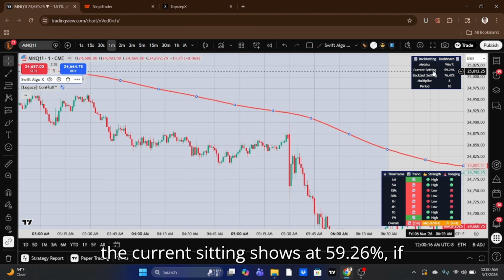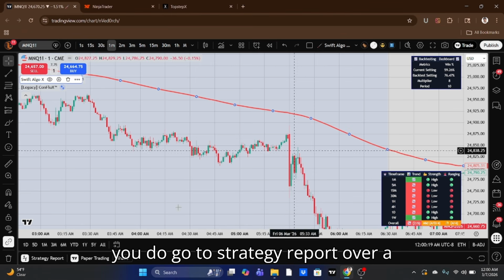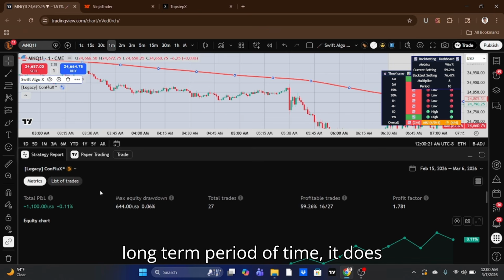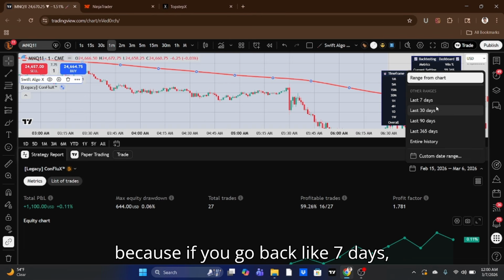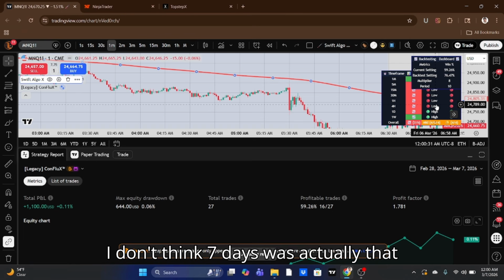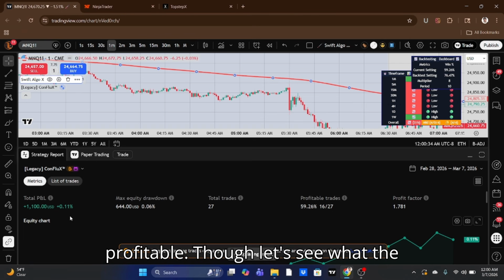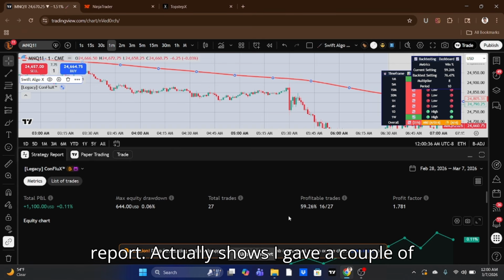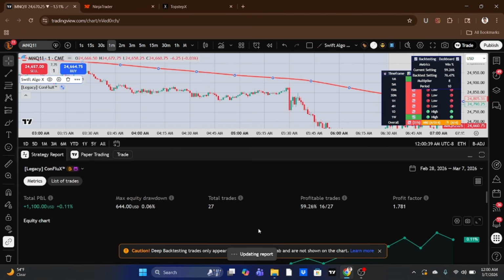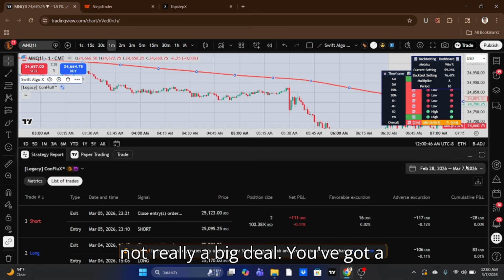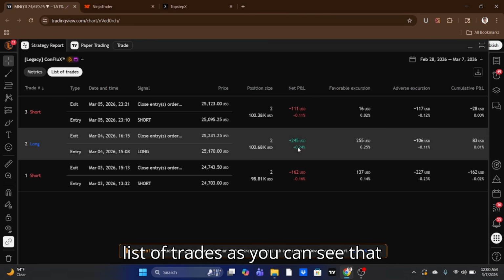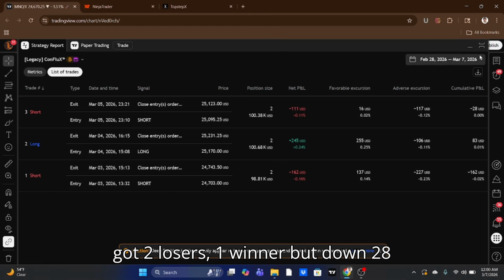Even though the current setting shows 59.26%, if you go to strategy report over a long-term period of time, it does seem like it's really profitable. Because if you go back like 7 days, I don't think 7 days was that profitable though. Let's see what the report shows. Give it a couple seconds to load. So I just lost $28, which is not really a big deal. If you go to list of trades, as you can see, I got 2 losers, 1 winner, but down $28, which is fine.